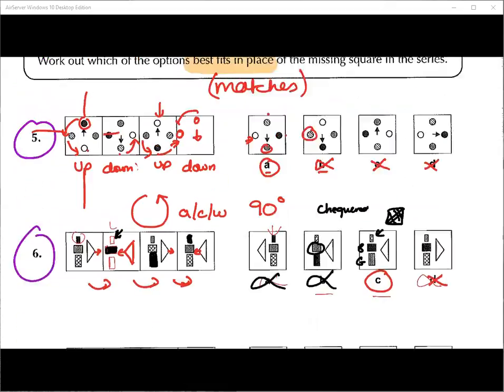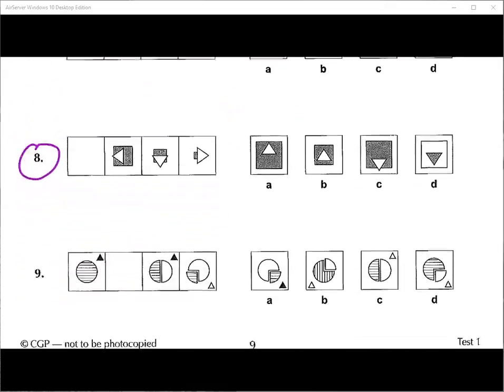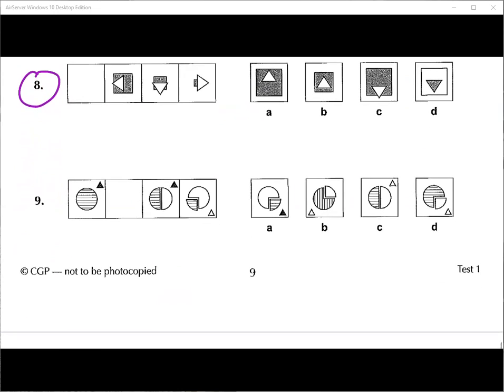Okay, let's move to question number 8. We're still looking for the same pattern. Question number 8. We got question number 8 wrong. Hasib, join me on number 8, please.